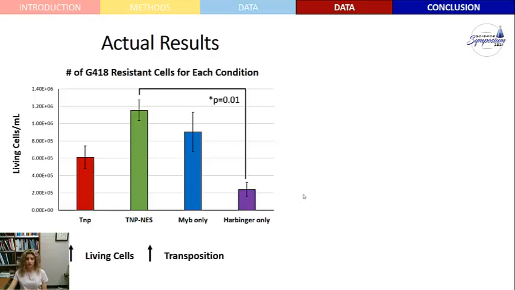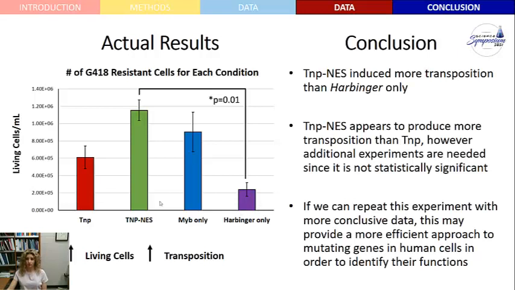So, based off of these results, we were able to conclude that TNP minus NES induced more transposition than Harbinger only. Now, consistent with our hypothesis is that TNP minus NES appears to produce more transposition than TNP here in red. However, additional experiments are needed because it was not a statistically significant difference, so we cannot conclude it 100%.